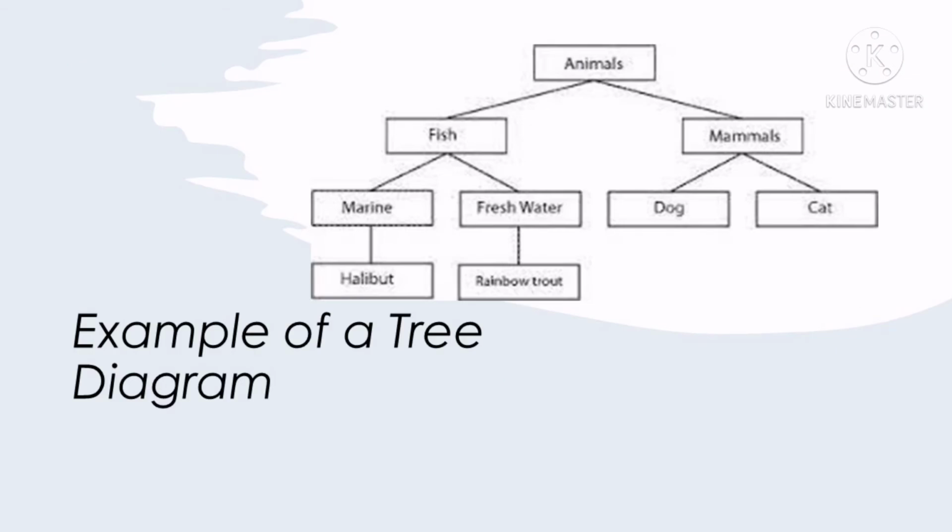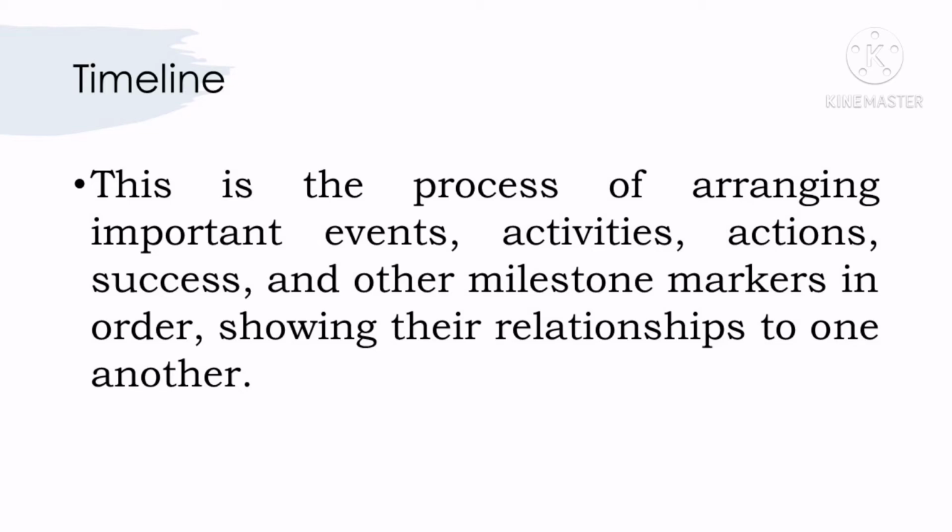Alright, now let's look at an example. We have here the main word, animals. Animals are divided into fish and mammals. Then it goes down the ranks, showing how these words are related to each other and to the main word animals. Now let's look at the timeline.